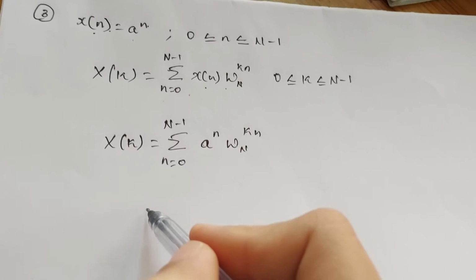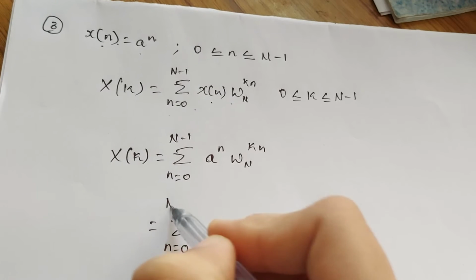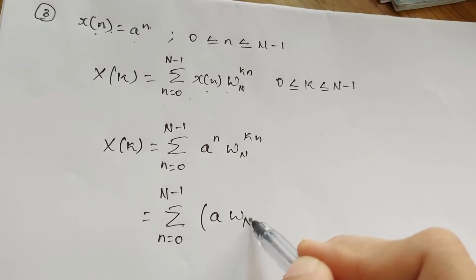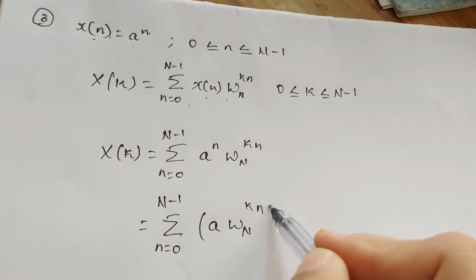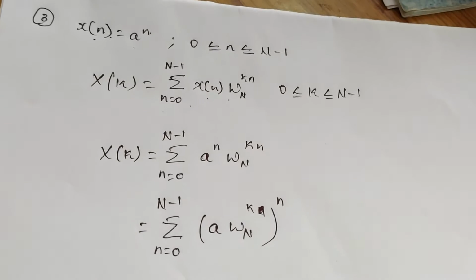So now, which is equal to summation n is equal to 0 to N minus 1 of a to the power of n times W_N to the power of kn. So I can write it in this way: (W_N to the power of k) whole to the power of n.